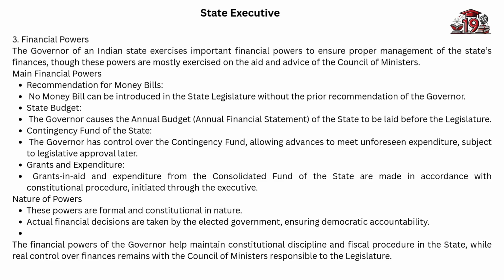Contingency fund of the state. The governor has control over the contingency fund, allowing advances to meet unforeseen expenditure, subject to legislative approval later. Grants in aid and expenditure from the consolidated fund of the state are made in accordance with constitutional procedure, initiated through the executive. These powers are formal and constitutional in nature. Actual financial decisions are taken by the elected government, ensuring democratic accountability.